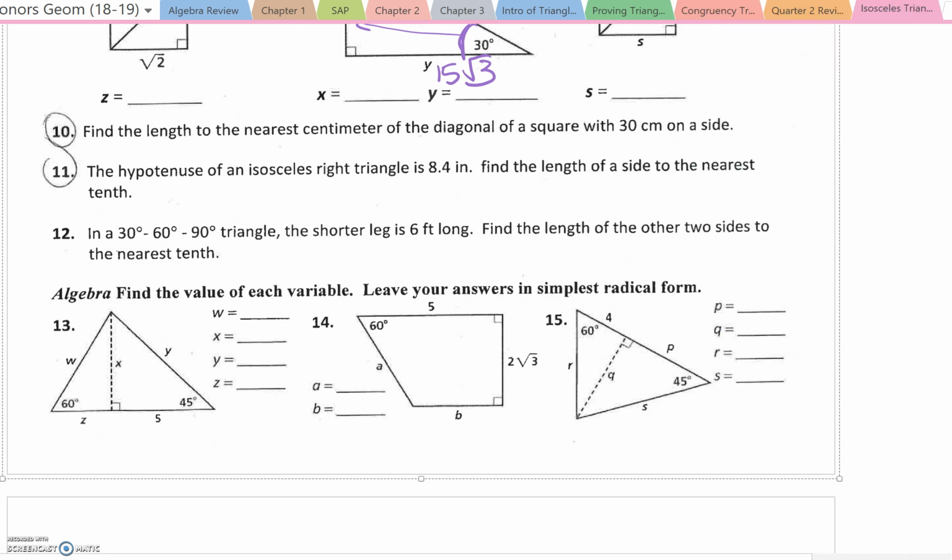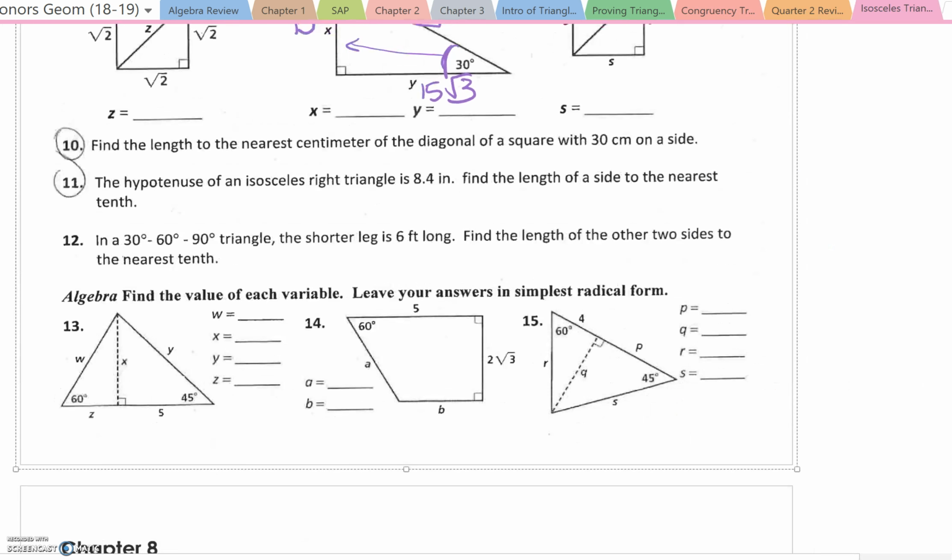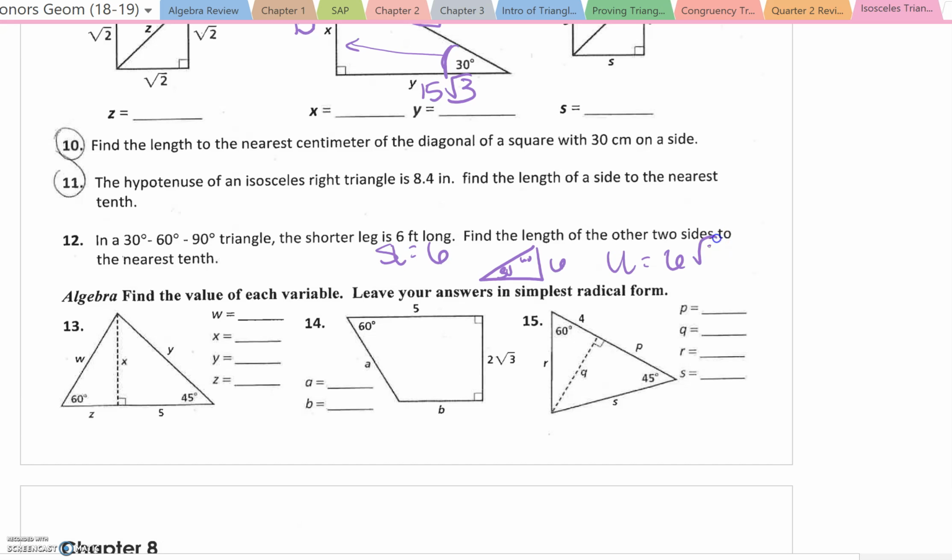Number 12, it says in a 30, 60, 90 triangle, the shorter leg is 6 feet. So the short leg equals 6. If you want to draw this, you can. Find the length of the other two sides. The long leg would equal 6 root 3. The hypotenuse would equal 12.